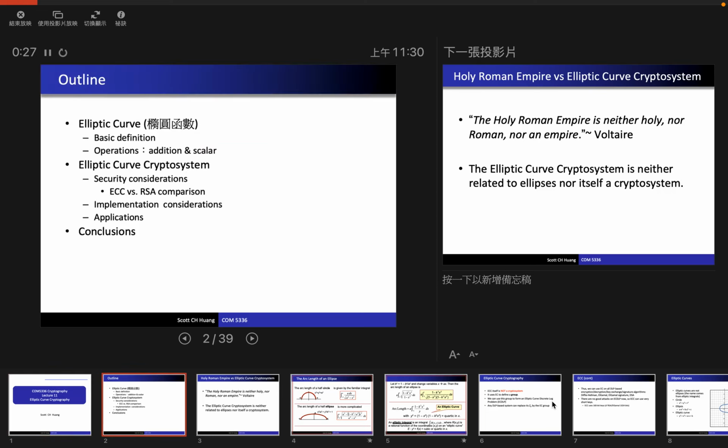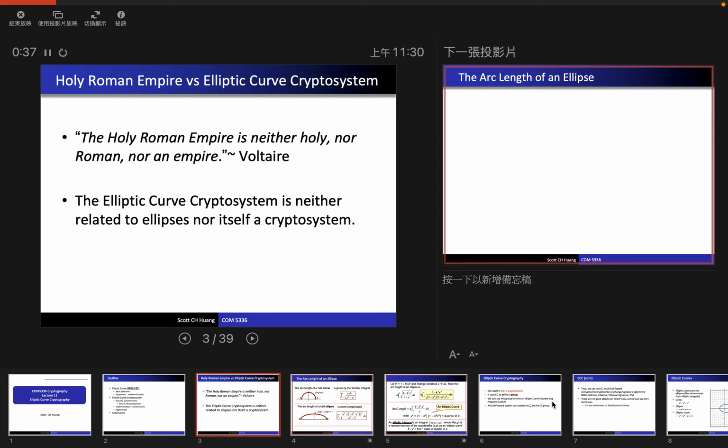The elliptic curve in Chinese is 椭圆函数. Okay, so we're going to look at this. First, let's talk about it.